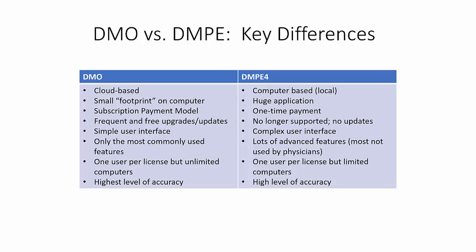On the other hand, DMPE4 is massive, close to 3 gigabytes, does all the hard work on your personal computer, and is very resource dependent. You need lots of RAM and a fast processor. While DMO auto-updates whenever improvements or new features arrive, DMPE4 is actually at the end of life and is no longer supported by Nuance. Probably most important, DMO is the most accurate speech recognition product, and is notably more accurate than its predecessor.